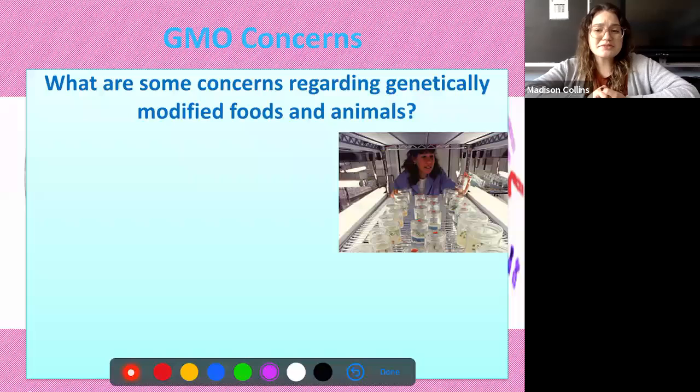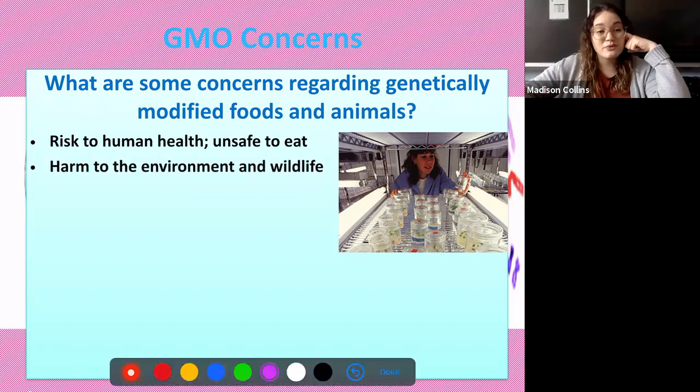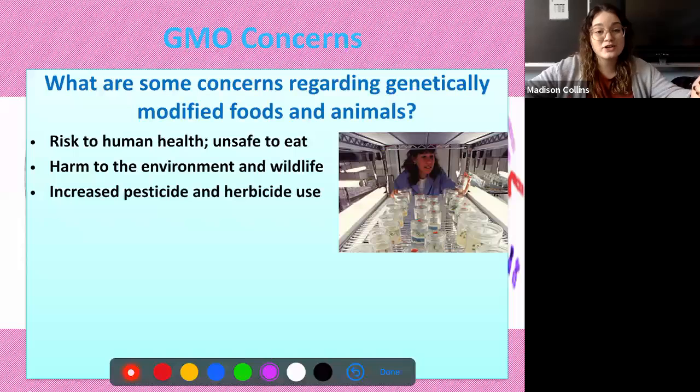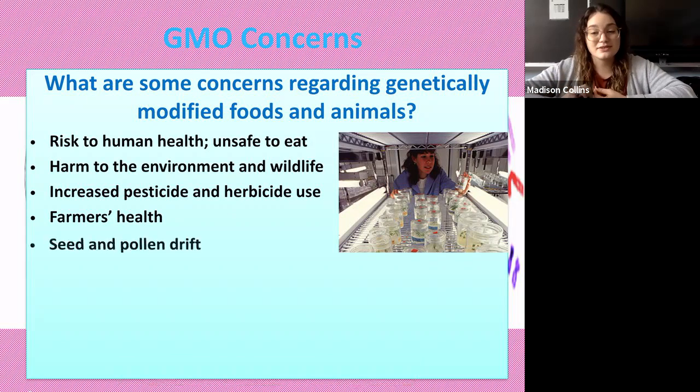But there's also some concerns surrounding GMOs and some reasons we might not want to do this. Because this is pretty recent technology, they might pose a risk to human health. They might be unsafe to eat. We don't really have long-term research on how this affects us in the long run. The same thing, they might pose some sort of harm to the environment and wildlife. Again, we don't have long-term research to know what effect this is going to have down the road. They might lead to increased pesticide and herbicide use as those plants evolve, and this might also pose a problem to farmers' health as they are around those increased pesticides and herbicides.